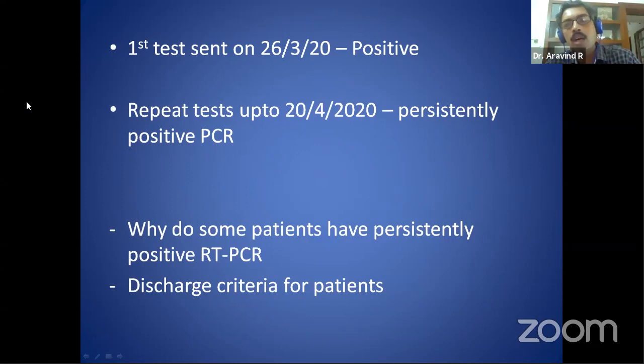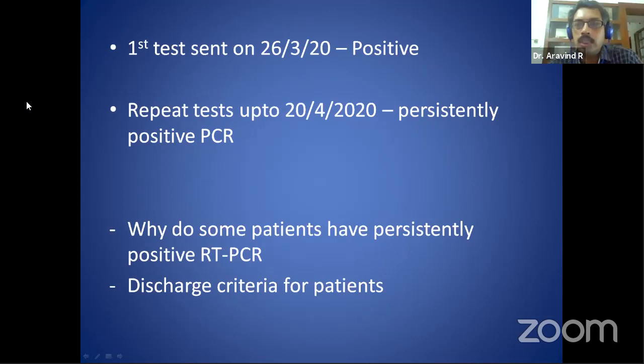But this phenomenon of persistent ribonucleic acid shedding is not unique to COVID-19. This has been demonstrated in SARS-CoV-1. It has been demonstrated in MERS. It has been demonstrated in polio. It has been demonstrated in adenovirus, and it has been demonstrated in influenza as well.